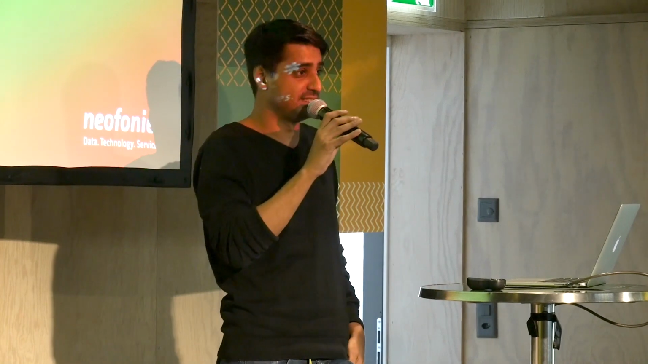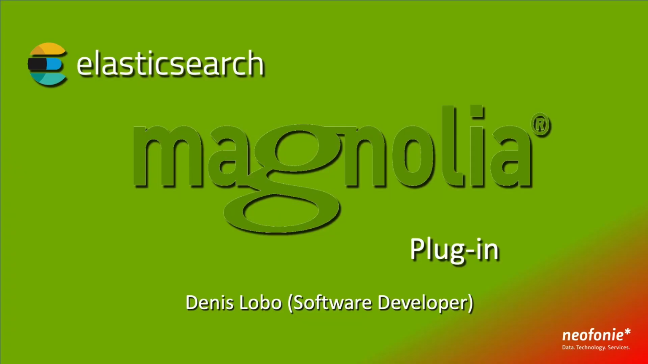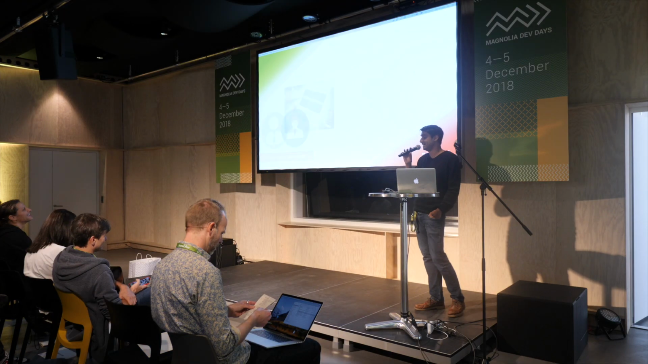My name is Denis Lobo, as already said before, and I'm working as a developer at the Neofonie agency. During the last 2 years I was working on several Magnolia related projects, so this gives me actually a good insight about the project development cycle.